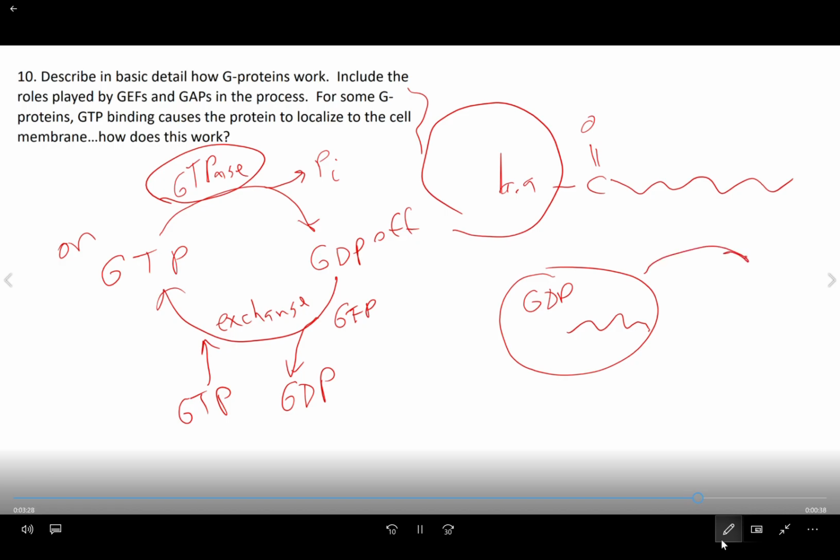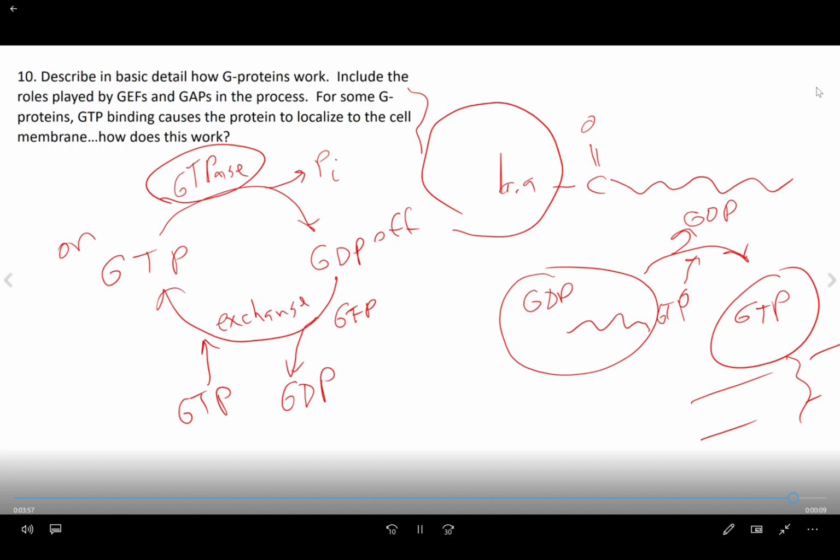When they bind GTP, so when they undergo this exchange reaction, which is accelerated by a GEF, a guanine exchange factor, now they can bind GTP and undergo some sort of a conformational change. Well, in some of these cases, that conformational change can lead to that lipid now being pointed outward, outside of the protein, and it can embed itself into a membrane structure within the cell, causing the protein to now localize to the cell membrane.